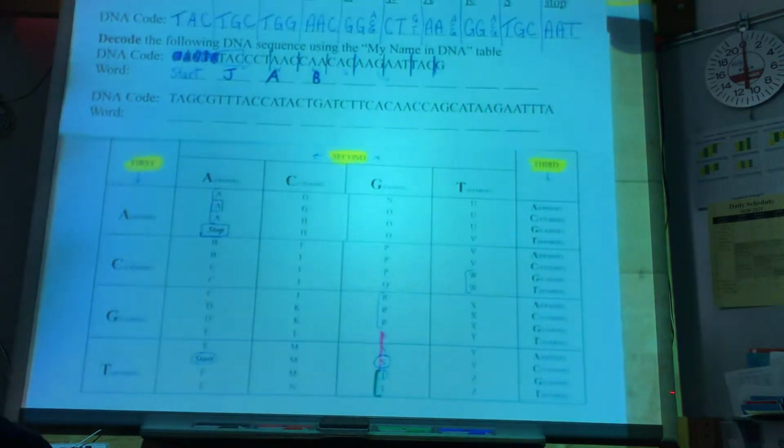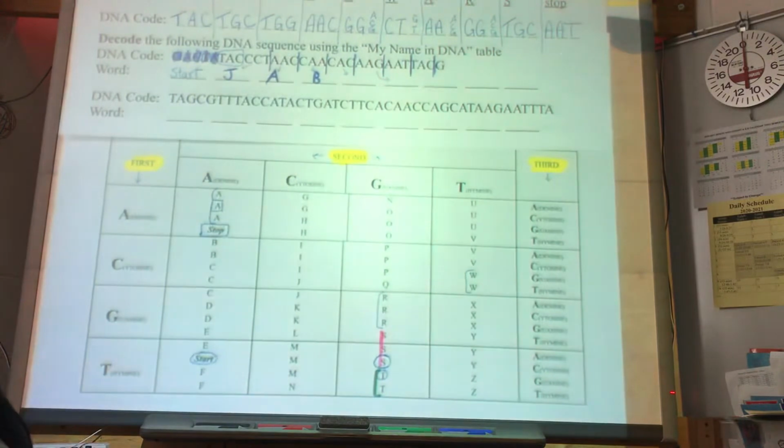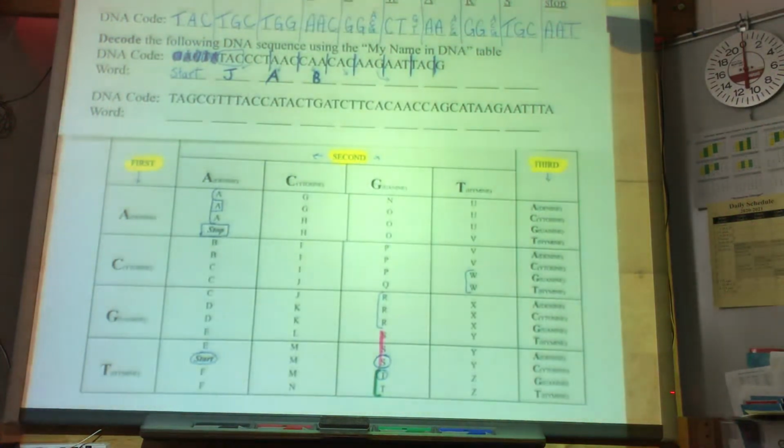Keep coding, decoding, until you hit a stop, and then you stop. If there's more stuff after that stop, it's not, we're done spelling the word.